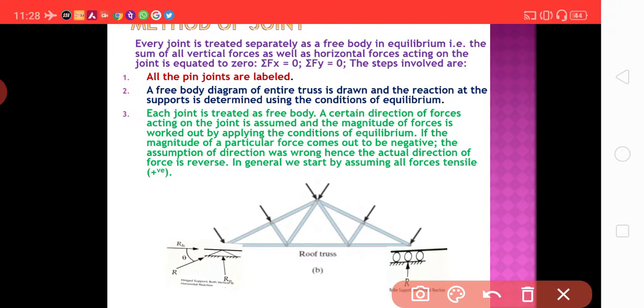Each joint is treated as a free body. A certain direction of the force acting on the joint is assumed and the magnitude of the force is worked out by applying the conditions of equilibrium, that is summation Fx is equal to 0 and summation Fy equal to 0.